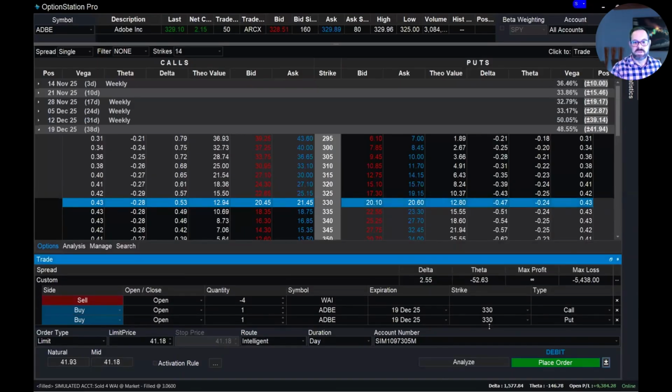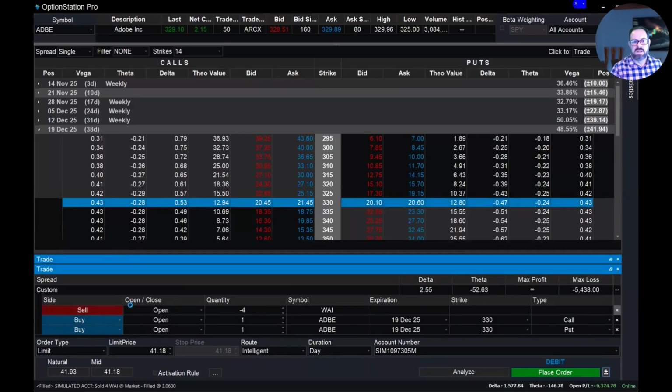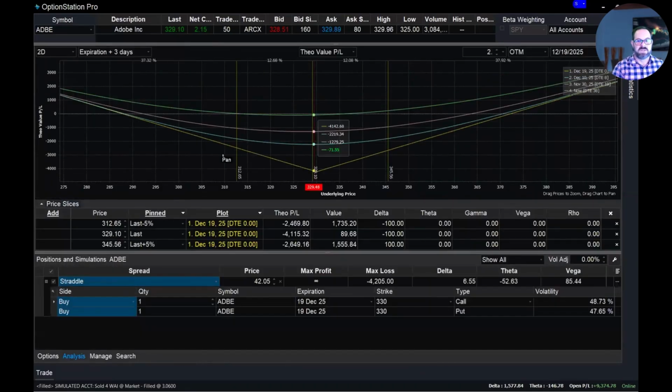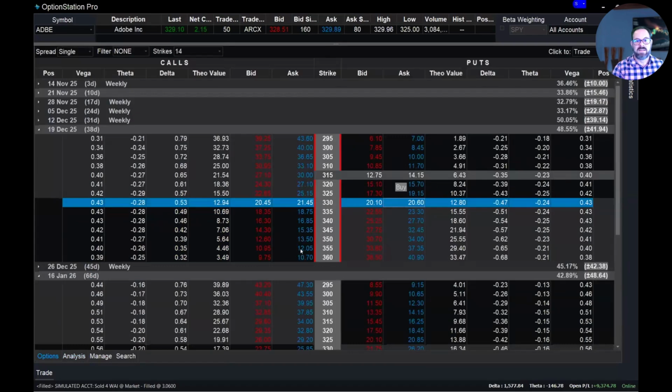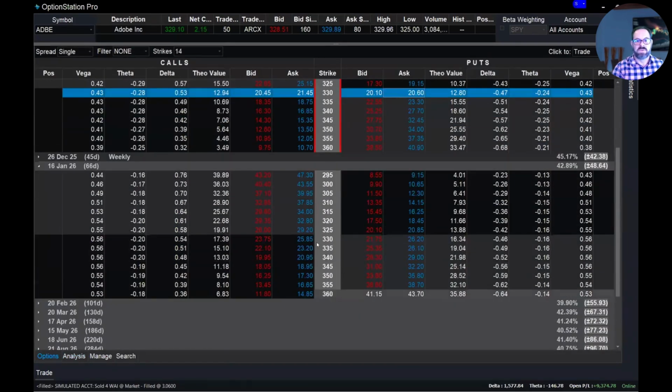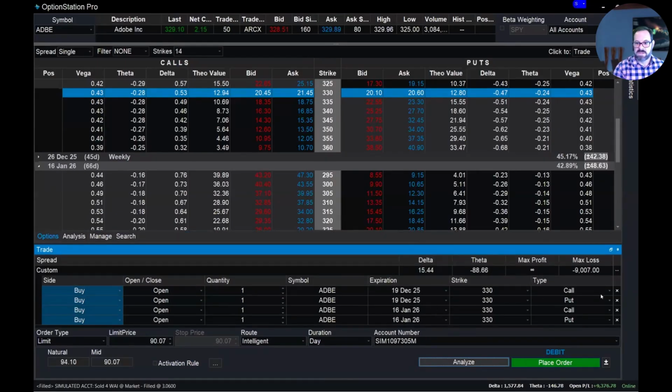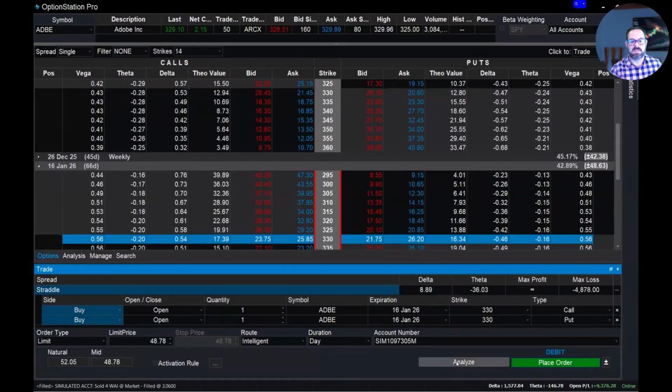It's going to go. There it goes. Oh, what is happening there? So buy the call, buy the put, and I'll do the natural price rather than the mid and analyze. And there's the straddle. Now let's go back and do the right one. 330 call, 330 put, get rid of the Decembers and analyze.